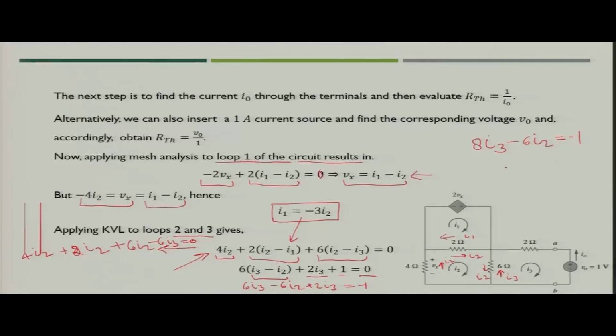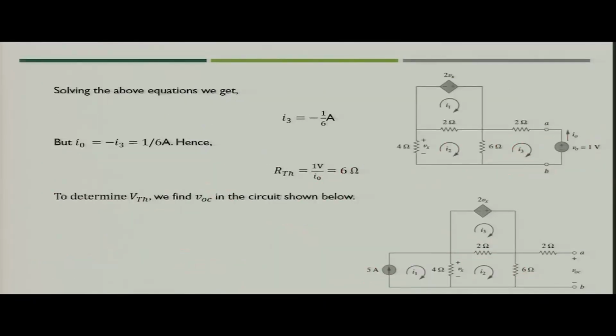So, you will say minus 6 I3 plus 18 I2 is equal to 0. Now you have these two equations. You can simply solve it because you have two equations and two unknowns. So when you solve, you will get the value of current I3 as minus 1 by 6 ampere.